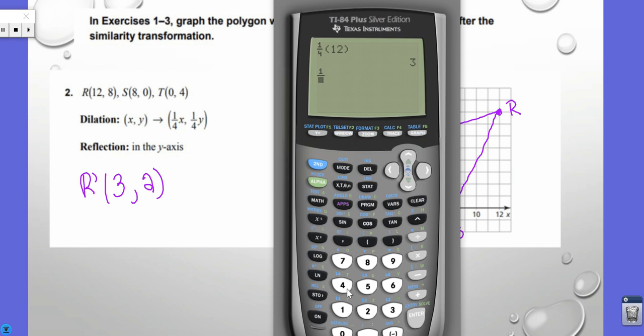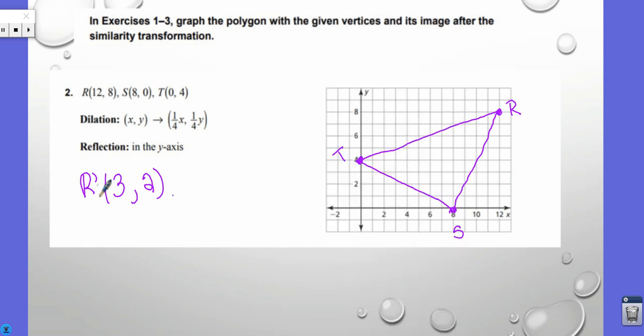1 over 4 times 8 is 2. And you can do all of them the same way. So we're just multiplying x and y by 1/4. And this is a dilation where k is 1/4. And this figure is going to shrink, or it's going to reduce.